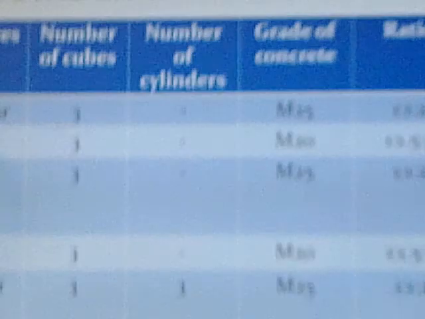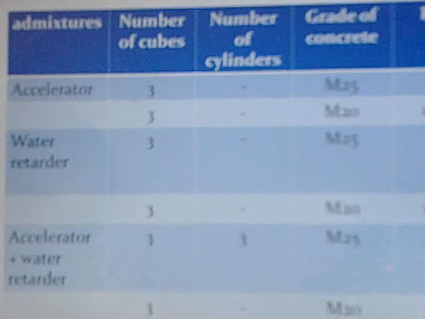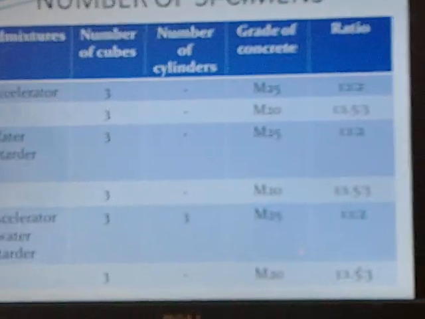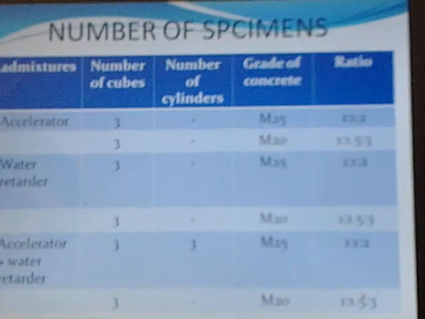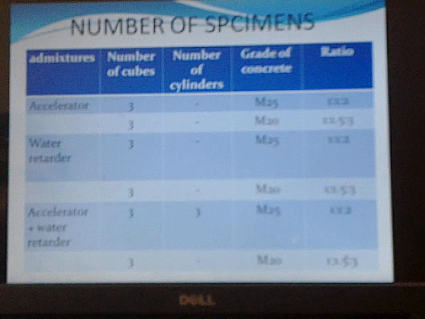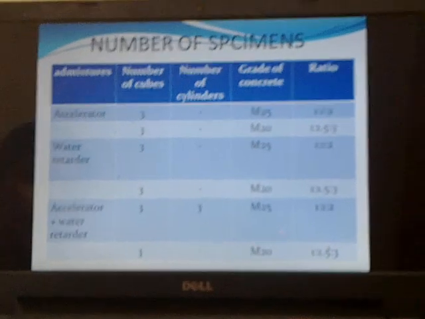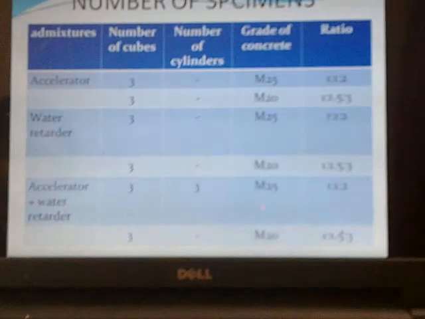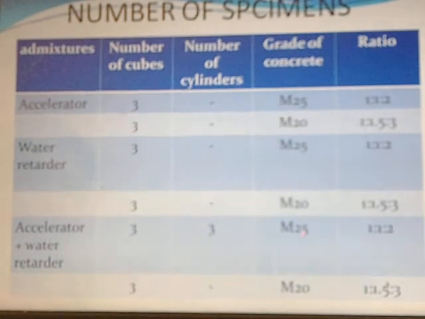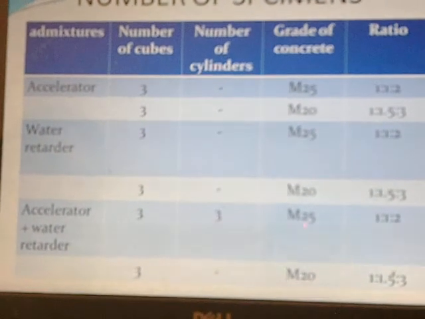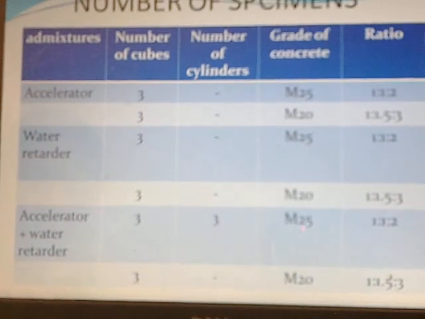The number of specimens we have: for the accelerator it is 3 cubes, for the water retarder 3 cubes, and for the accelerator and the water retarder together 3 cubes, for M25 and M20 grade of concrete. For the cylinders, totally 3 specimens for M25 grade of concrete.